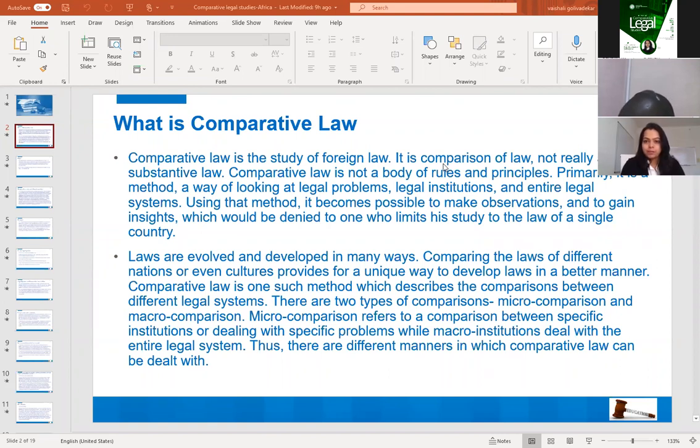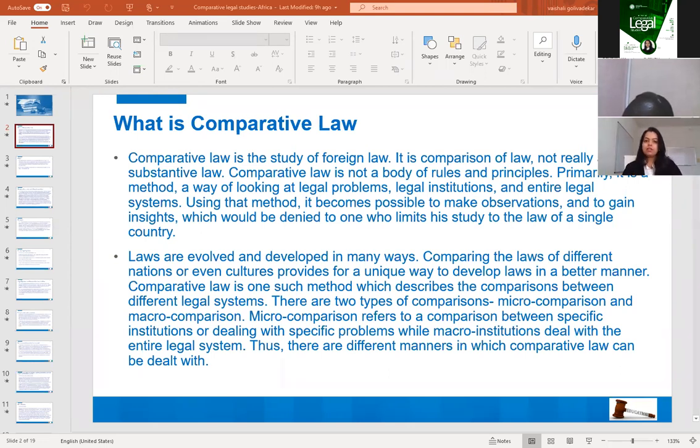So yes, it's not really a field of substantive law. It is not a body of rules and principles. Primarily, it is a method, a way of looking at legal problems, legal institutions, and entire legal systems. Okay, so it is just a study approach: how you are going to understand your legal system and how you are going to compare that system with the system of some other nation.